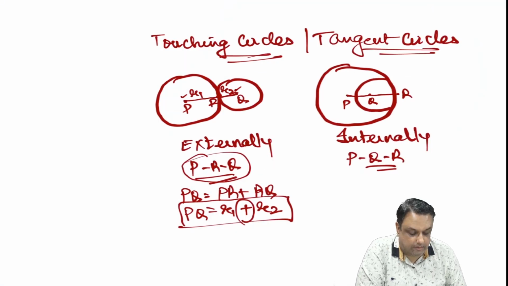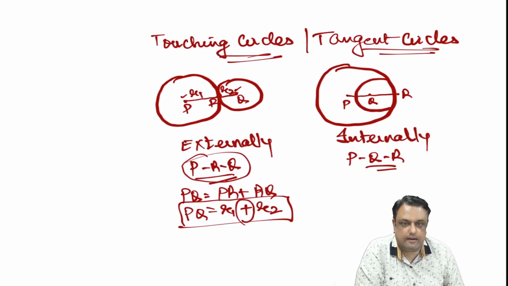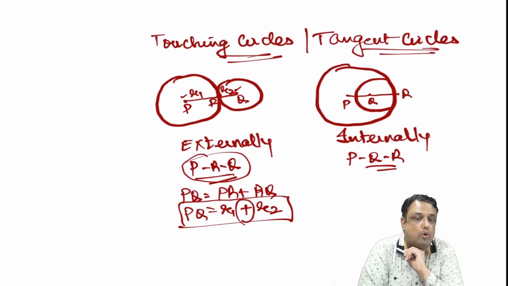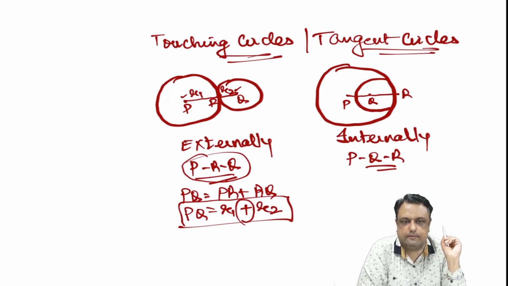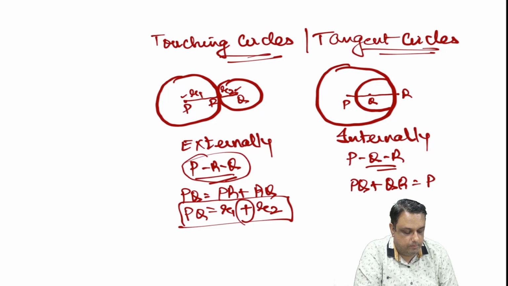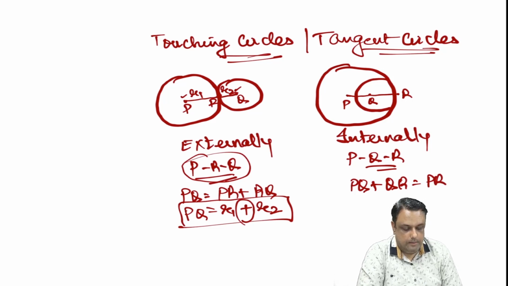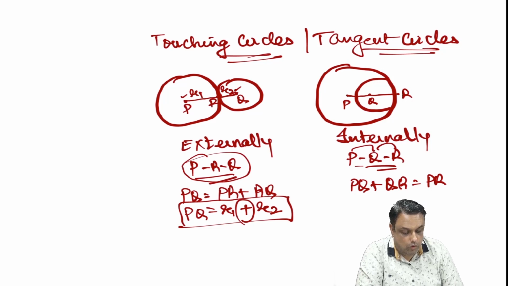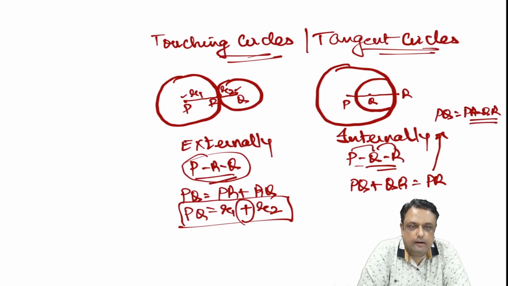Whenever two circles touch each other internally also, the centers, that is P and Q, and the point of contact R are always collinear. Always. So P, Q, R. Now when I say P, Q, R, I will say PQ plus QR is equal to PR. So if I take this forward, what will be PQ? PR minus QR.